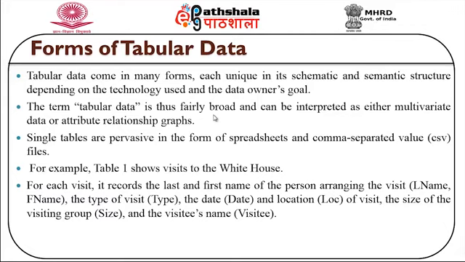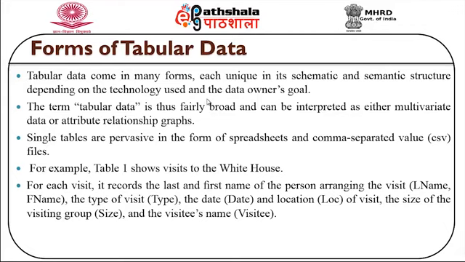Tabular data come in many forms, each unique in its schematic and semantic structure depending on the technology used and the data owner's goal. The term tabular data is thus fairly broad and can be interpreted as either multivariate data or attribute relationship graphs. Single tables are pervasive in the form of spreadsheets and comma-separated value files.